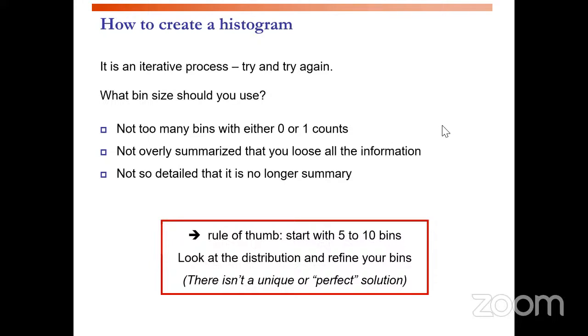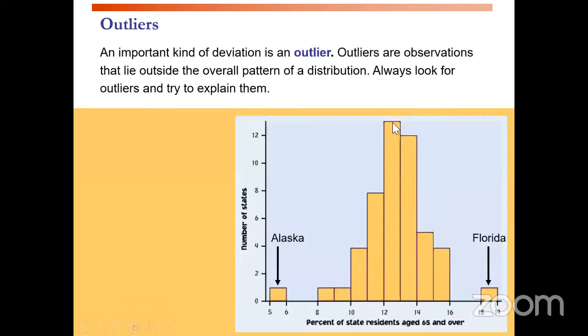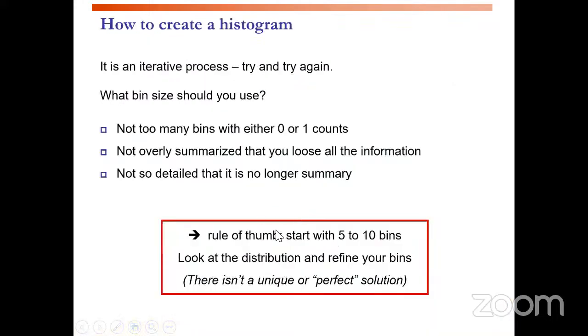For example, you can easily see that this one is higher, right? This one is higher because the area of this bar is much more as compared to the other one, and that's why we say that it is higher. So not too many bins should be required, with 0 or 1 counts, and not overly summarized so that you lose all the information, nor so detailed that it is too long a summary. As a rule of thumb, you can prepare between 5 and 10 bins, as per the requirement, and look at the distributions and refine your bins.